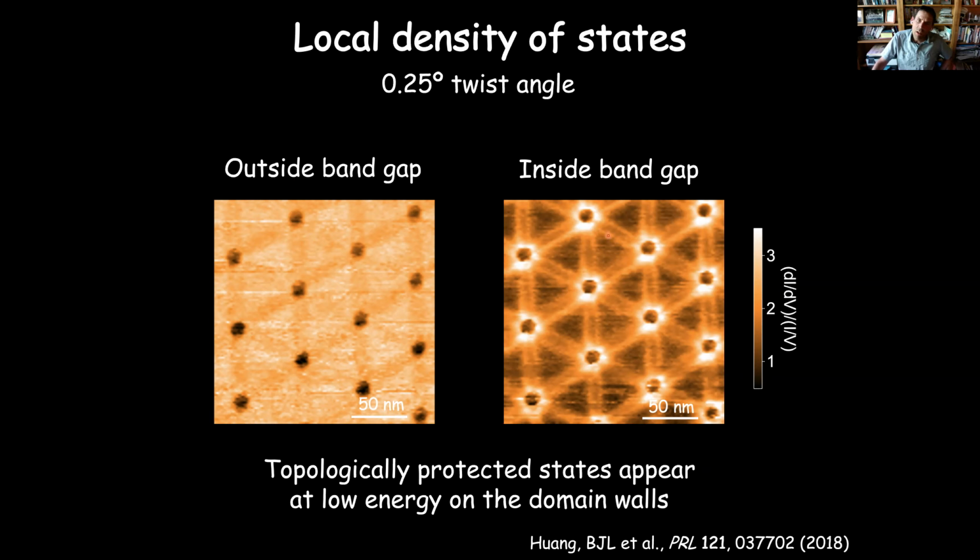And around each of them, there are these two bright lines. These are our topologically protected states that are connecting the AA sites. So they're running along the domain walls, and they are topologically protected from the fact that the stacking configuration is changing from AB in this triangle to BA in this triangle, and along the domain wall there appear these topological states once the AB and BA regions become gapped.